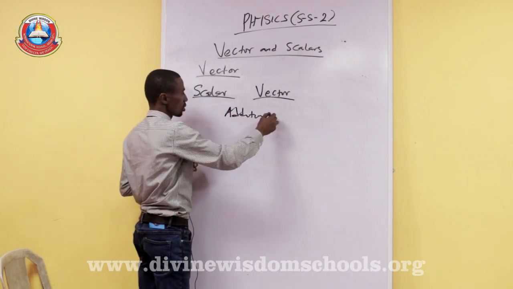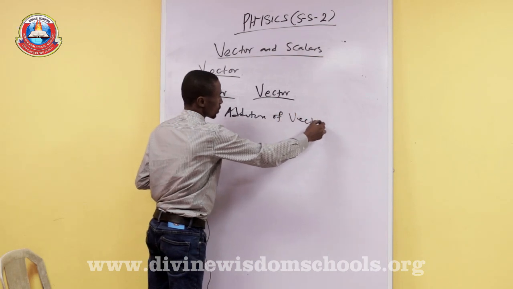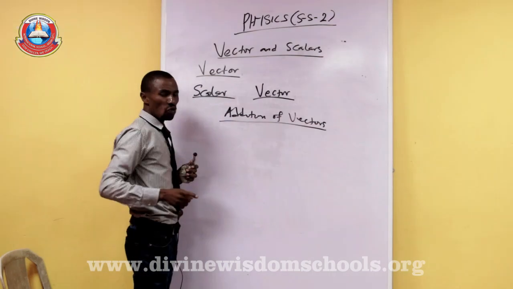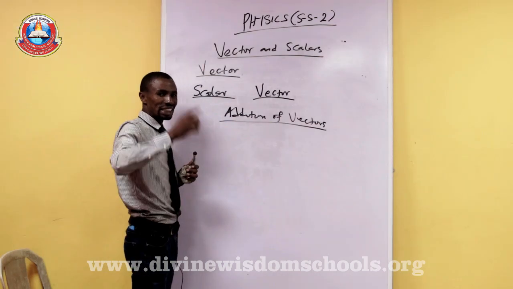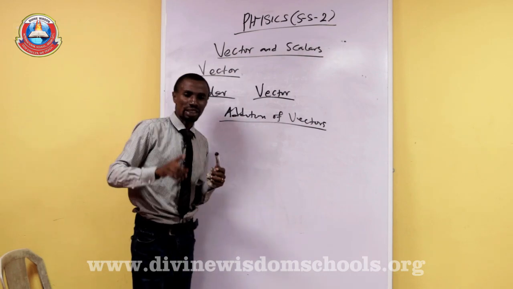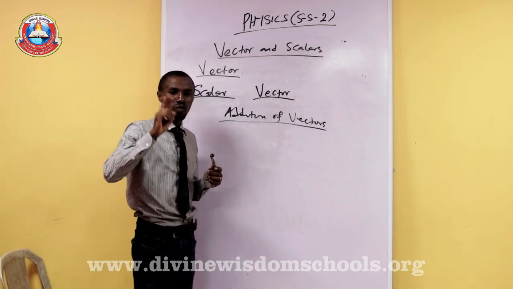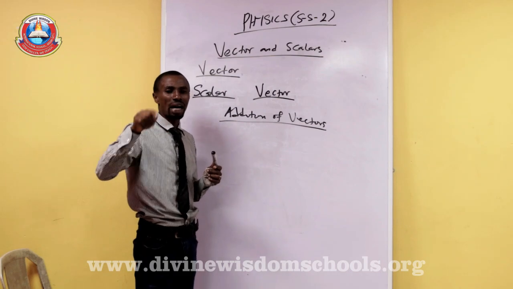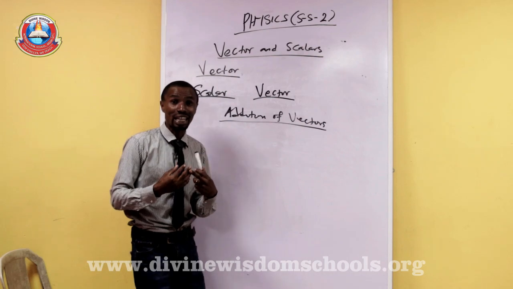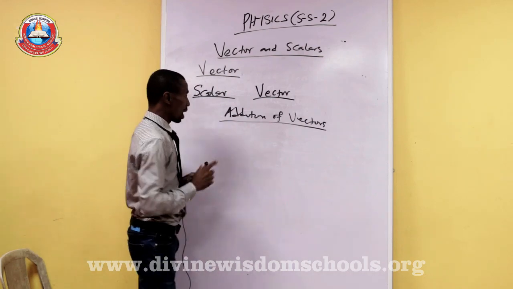Addition of vectors. We have two conditions. Now if I have two vectors acting in the same direction, to determine the resultant simply means to find the single vector which has the same effect in magnitude and direction as the two vectors acting together in the same path. Now, what do I mean by that?